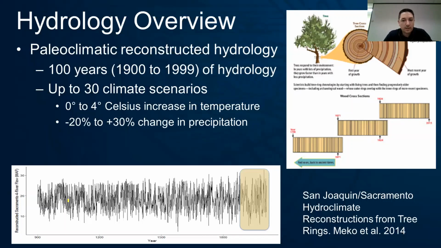They use gauge data from the last 50 years and tree ring data to reconstruct this long time series of hydrology. For our study, we're just using the last 100 years of that, from the year 1900 to 1999. The nice thing about this hydrology is that it can be perturbed for different future climate scenarios very easily.